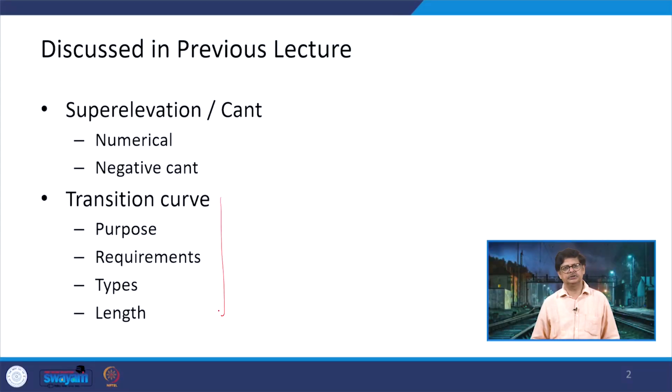Then after that we started a discussion on the transition curves, wherein first of all we talked about the purpose and then what are the various requirements, and then finally we discussed about the various types of transition curves which can be provided, and out of which a few have been used by Indian Railways. And at the end we talked about the computation of the length of the transition curve on the basis of three criteria.